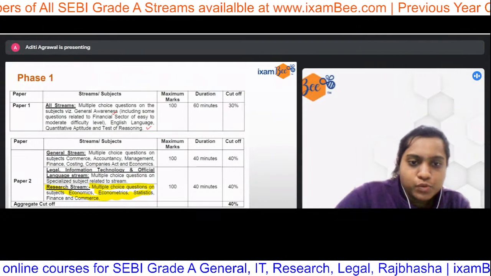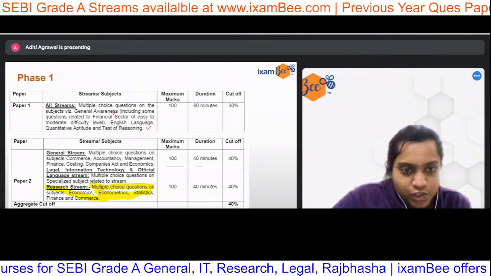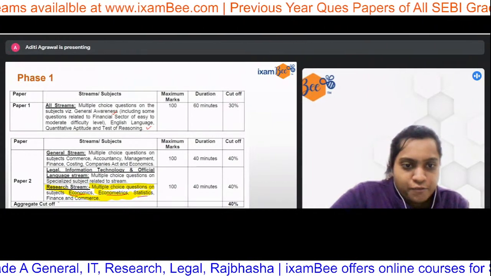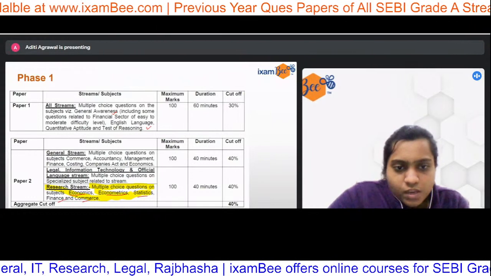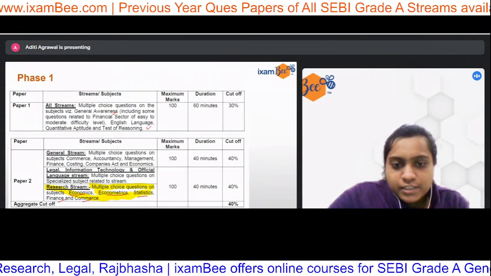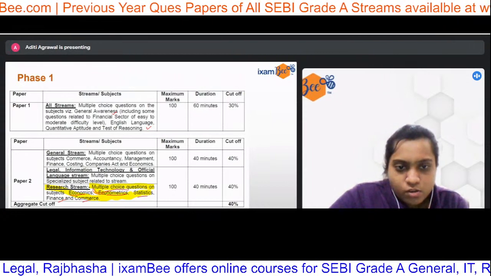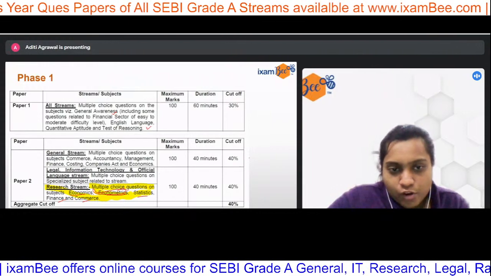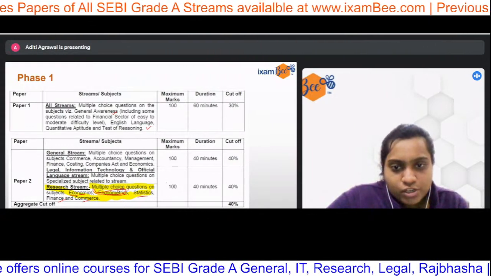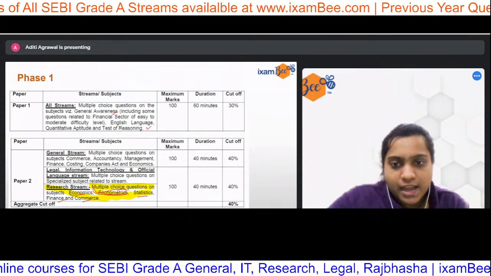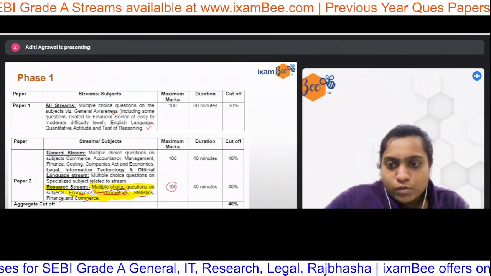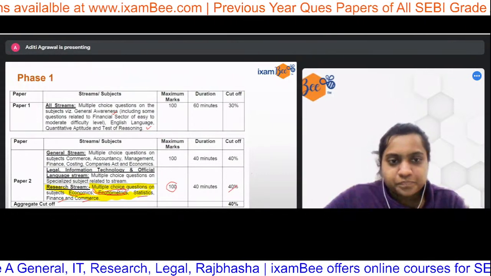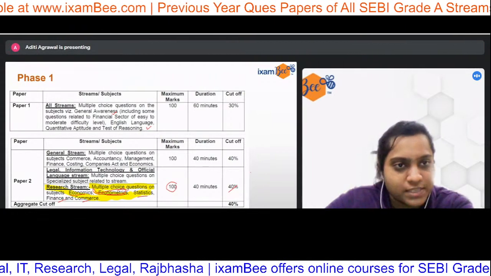And in the paper two research stream, you have multiple choice questions on subjects related to economics, econometrics, statistics, finance, and commerce. In today's session, we'll be focusing on the econometrics portion. About 50 questions are there in paper two, the time allotted is 40 minutes, and the maximum marks is 100. The minimum cutoff that you need to clear is 40% for this paper. So, this is the pattern for the phase one examination.